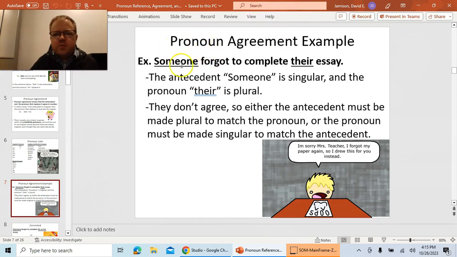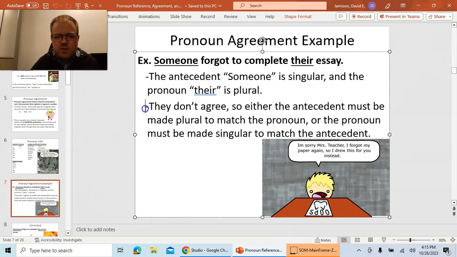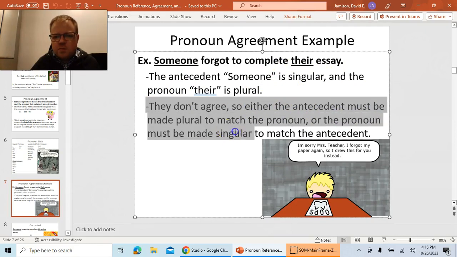Pronoun agreement example: someone forgot to complete their essay. I've heard a lot of people say things like this, but the problem with this is that the antecedent, someone, is singular, and the pronoun there is plural. They don't agree, so either the antecedent must be made plural, to match the pronoun, or the pronoun must be made singular to match the antecedent.